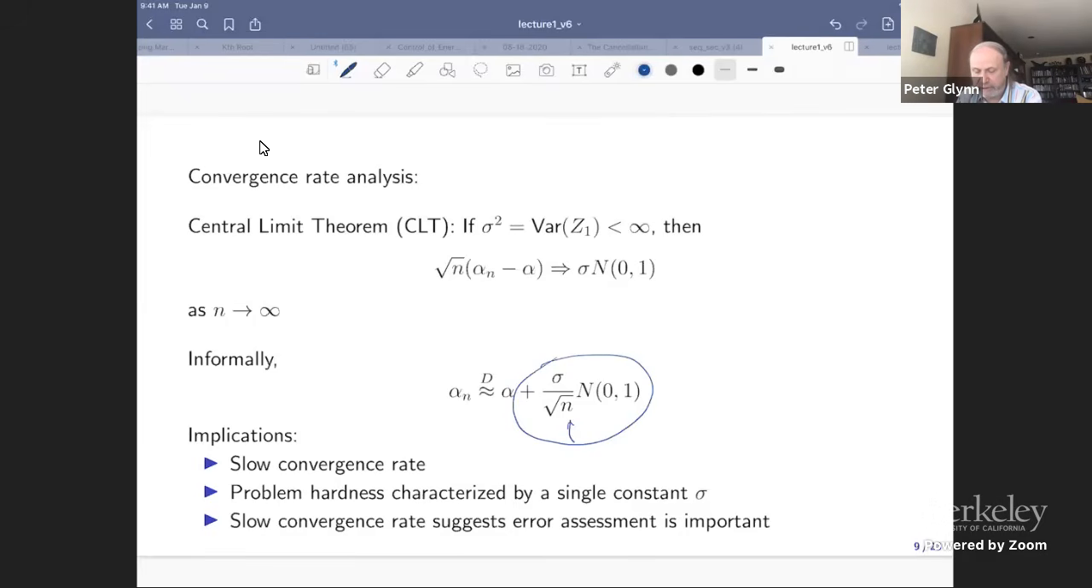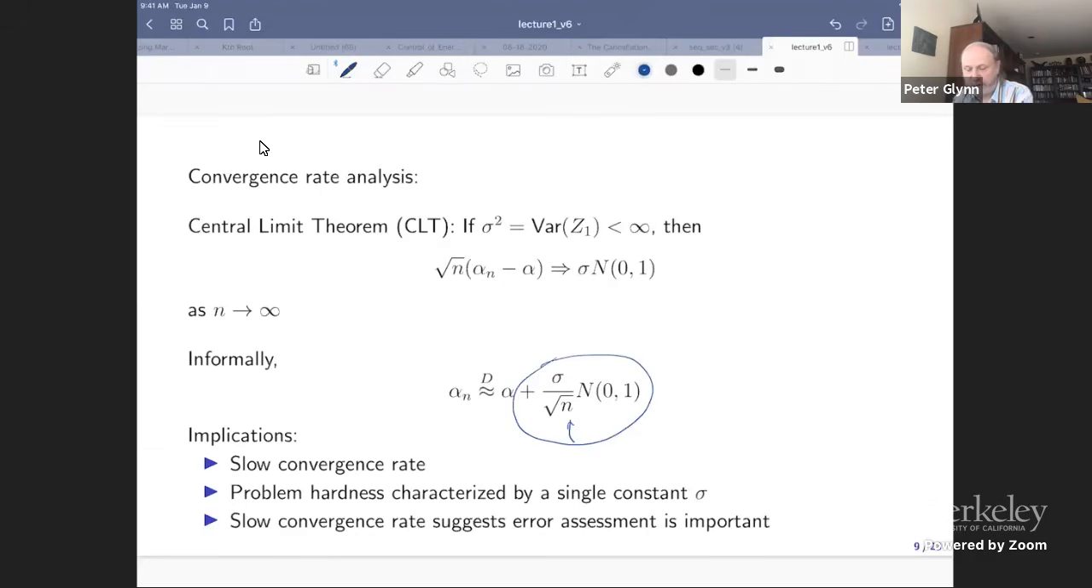Another thing that we can see is that the underlying dimensionality of the random variables that we're sampling, the z's or the w's that we're sampling, doesn't come into this convergence rate analysis. So independent of the ambient dimension in which the zi's or wi's are sitting, the convergence rate is always 1 over square root of n. That's something I'll come back to in a bit.